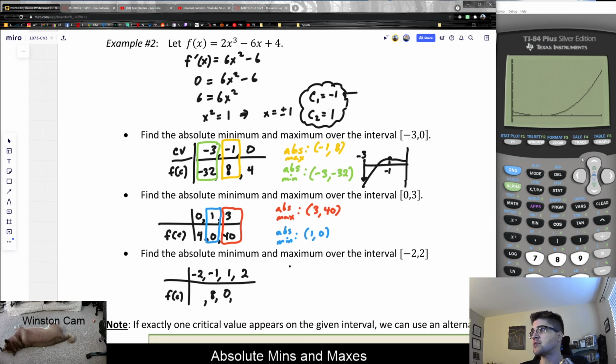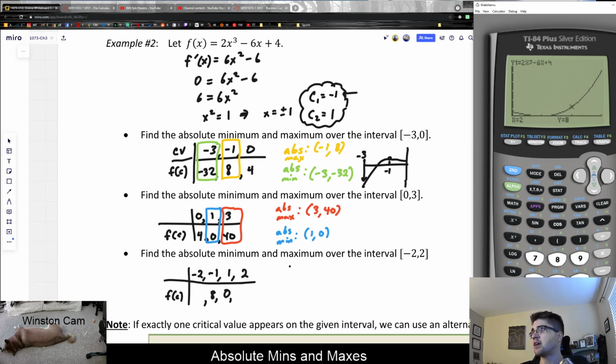So 2 on this curve, let's just use the graph because we already have it. 2 would actually produce 8. And -2, let me go back to the main screen. And let's just swap this up to -2 so I can check what f of -2 is. f of -2 appears to be 0.